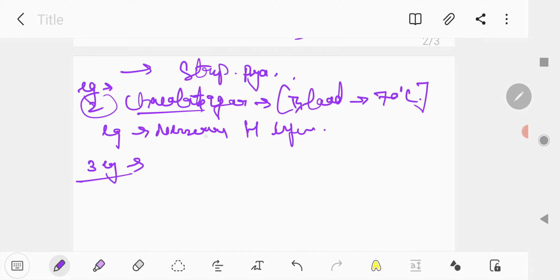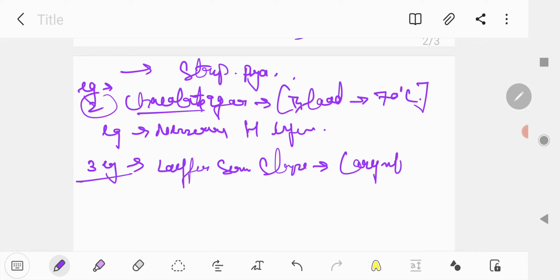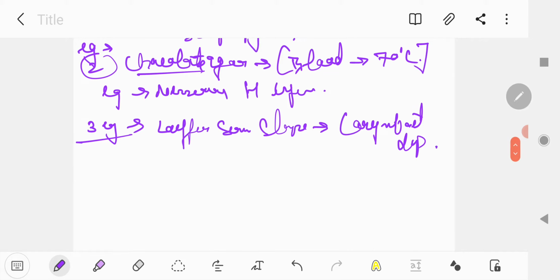Third classic example we have Loeffler serum slope. The classic example is Corynebacterium diphtheriae, the most classic example. You can see that here is the serum.